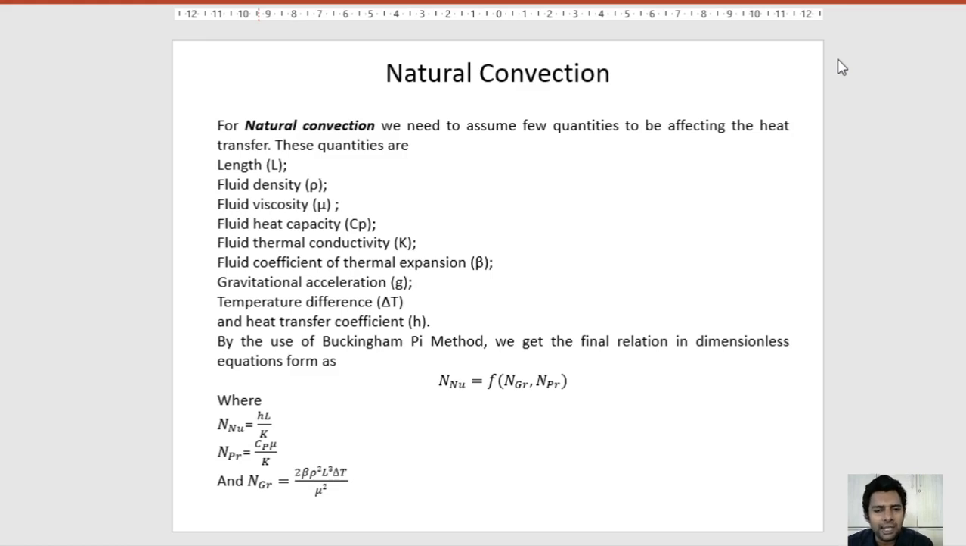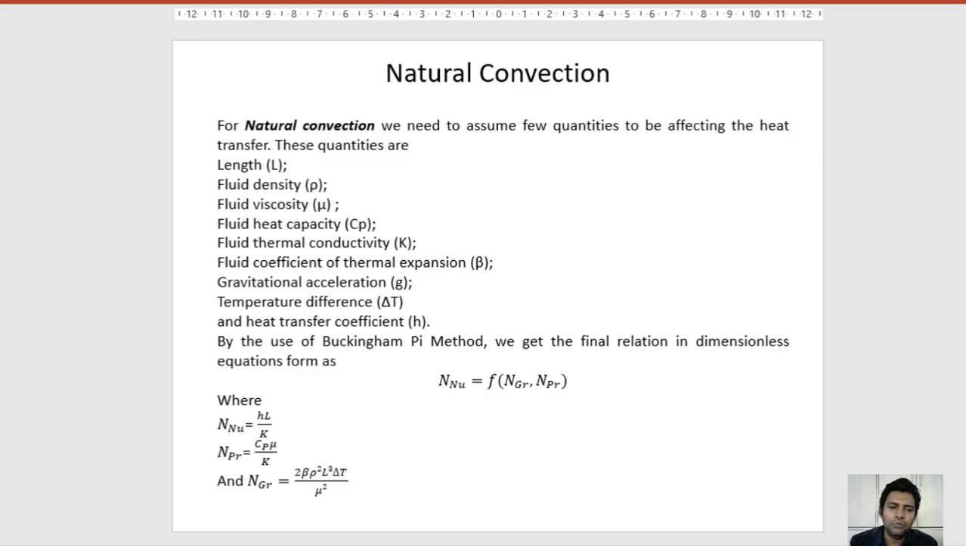Nu, that means the Nusselt number, is a function of the Grashof number and the Prandtl number, where the Nusselt number is given as hL upon k, the Prandtl number is given as Cp mu upon k, and the Grashof number is given as in the equation. In this way, natural convection depends on the Grashof number and the Prandtl number, or ultimately we can say that the heat transfer coefficient h depends on the specific heat, the viscosity, the density, and ultimately it also depends on the temperature difference.